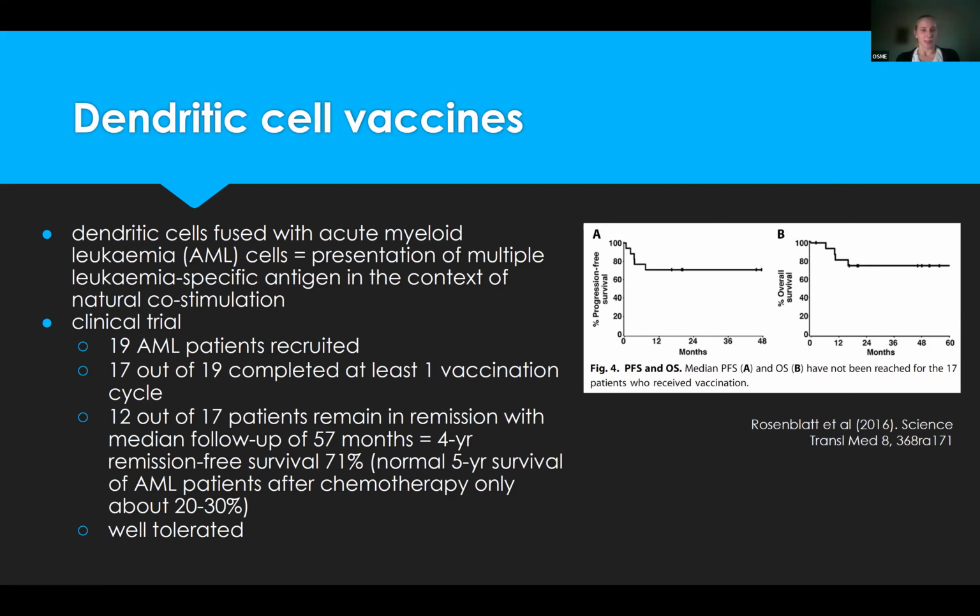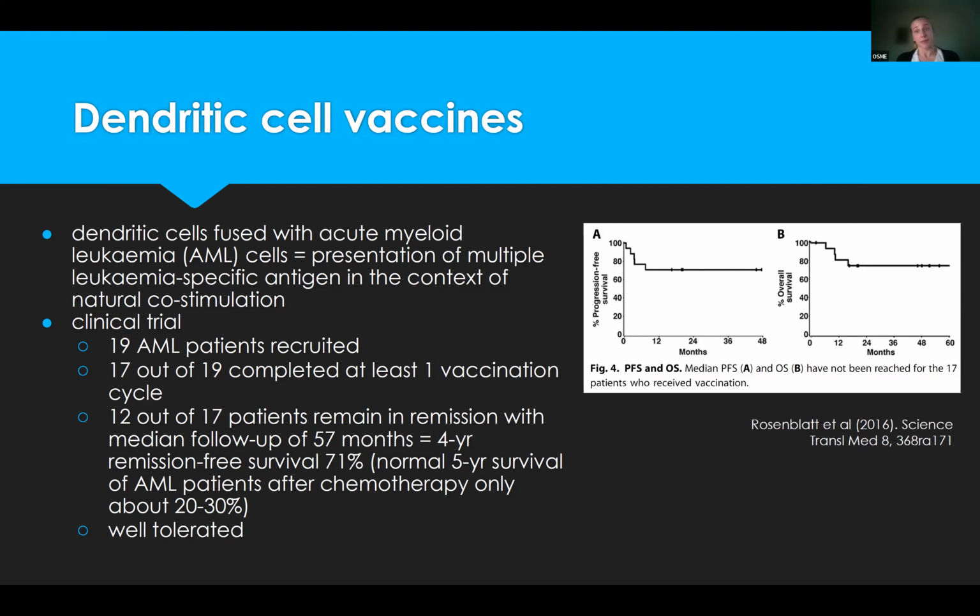17 actually underwent at least one cycle of the vaccination as was planned, and 12 out of these 17 patients remained in remission with a median follow-up of 57 months. So you can notice it's quite remarkable, because when I was talking about the vemurafenib, we were talking about 2 months, 3 months, 8 months, but now we're talking about 57 months. So it looks like some of these cancer vaccine approaches will be able to really make a much more long-term difference. And quite surprisingly, they are also quite well tolerated.